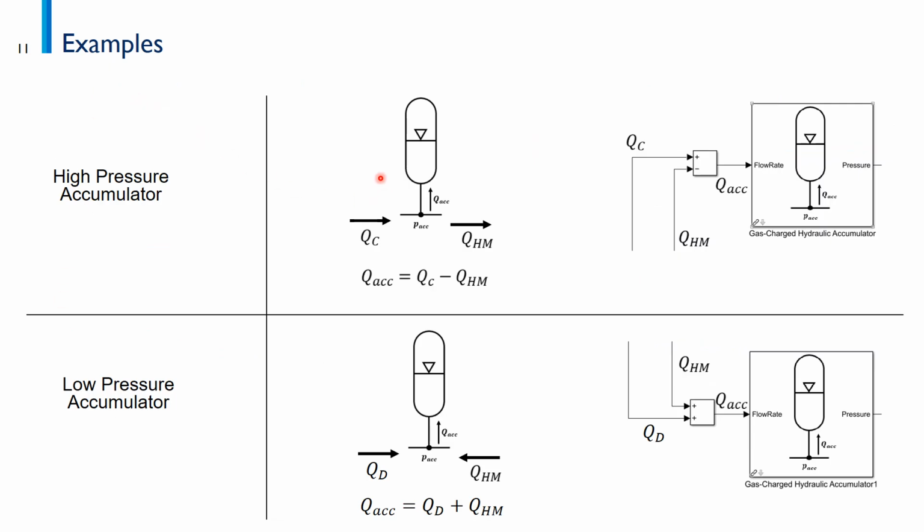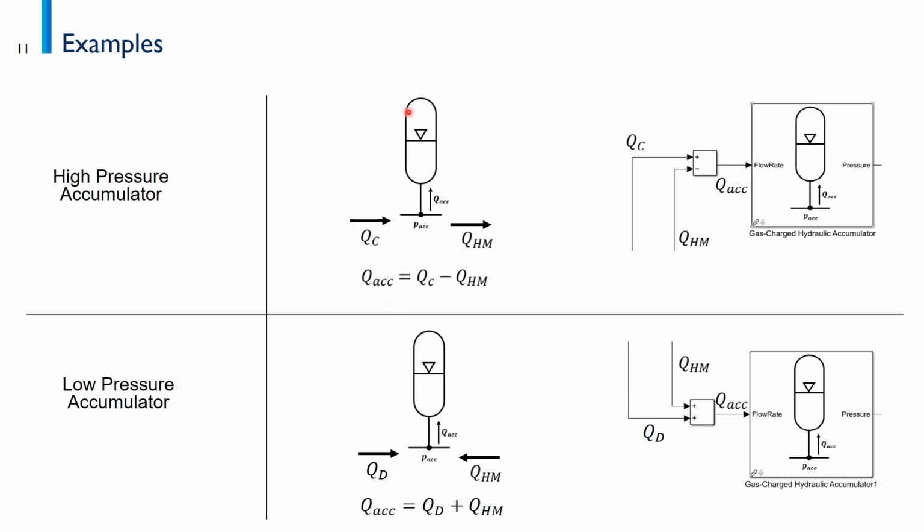These are the hydraulic accumulator blocks. In this one you need to be careful with the positive convention of the flow in the accumulator. As an example, I took here both accumulators, the high pressure accumulator and the low pressure accumulator, to illustrate how you need to define the signs in your flow, right?